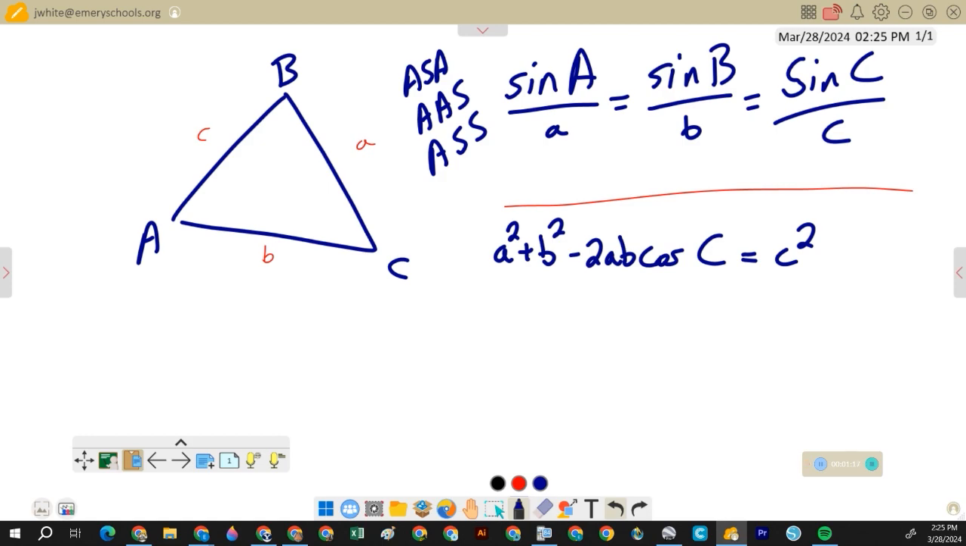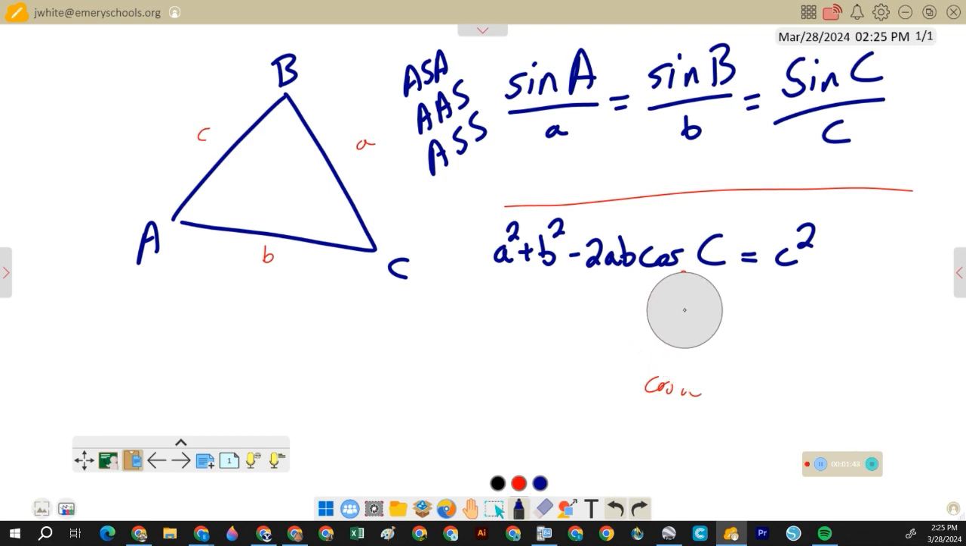And when you're dealing with right triangles, we always said that c has to be the hypotenuse. And so angle C would equal 90 degrees. And then right here, the cosine of 90 degrees is 0. So that essentially wipes this piece out. And we're left with a squared plus b squared equals c squared. So the Pythagorean theorem is a special case of the law of cosines where c is a right angle.